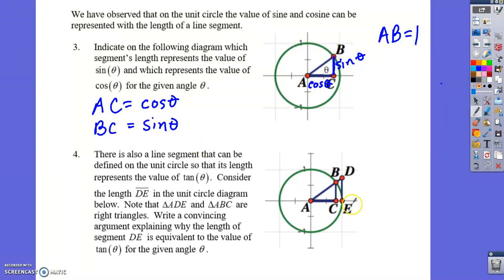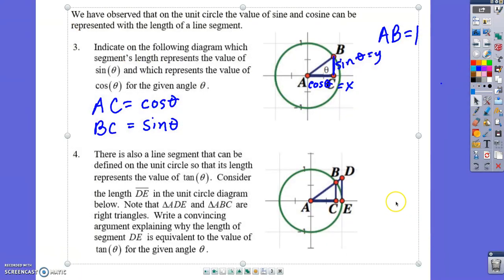There's also a line segment we can use. So this is the unit circle triangle that we've spent a lot of time with. This is the y value. This is the x value. But there's also a length for tangent. And so here's our picture for tangent, and we're going to play some games. This is where it gets a little tricky. It's not hard. It's just a little strange.